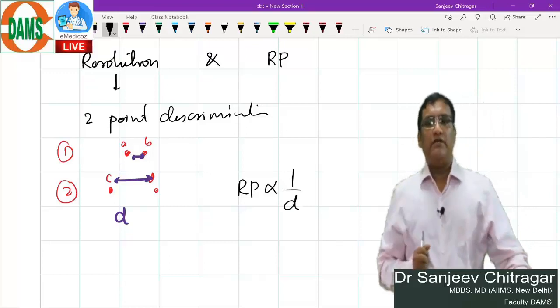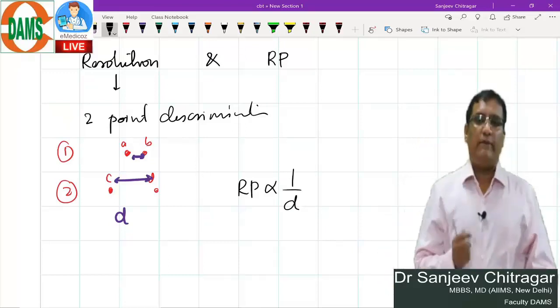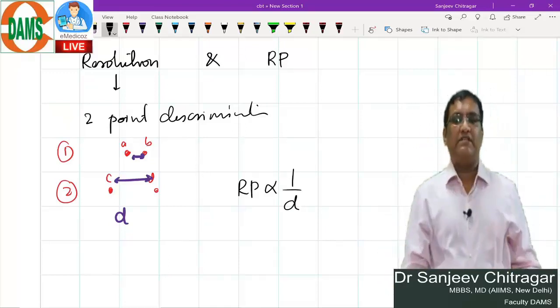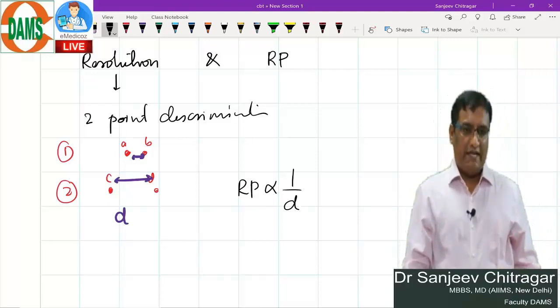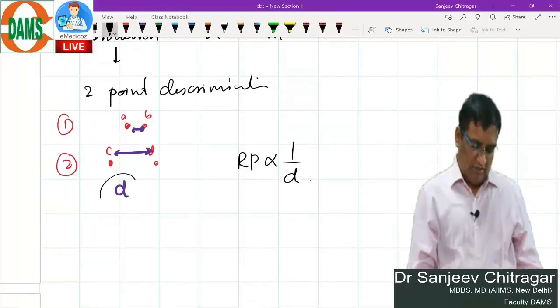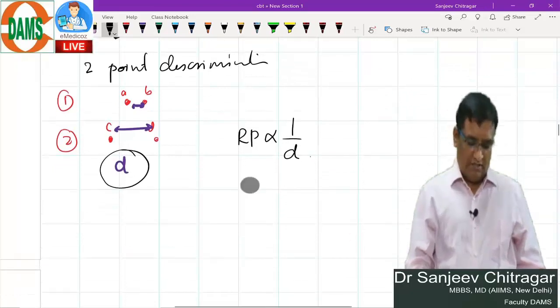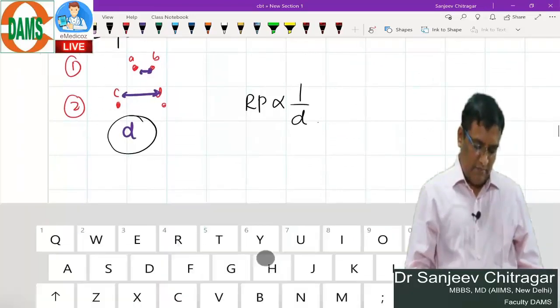Remember this point. Resolving power of a microscope is the ability to discriminate basically. That means it is inversely proportional to D. So now let me talk about what this D is dependent on. We have a formula.